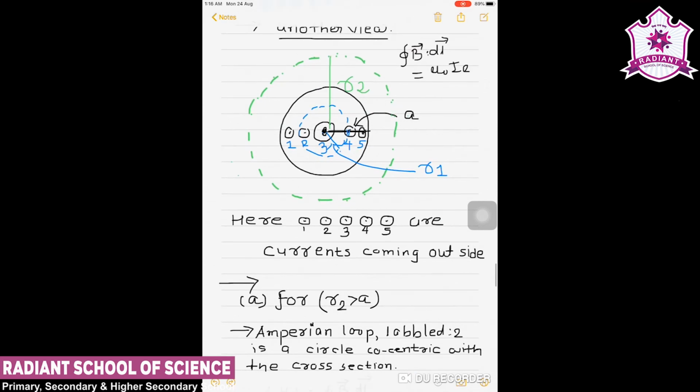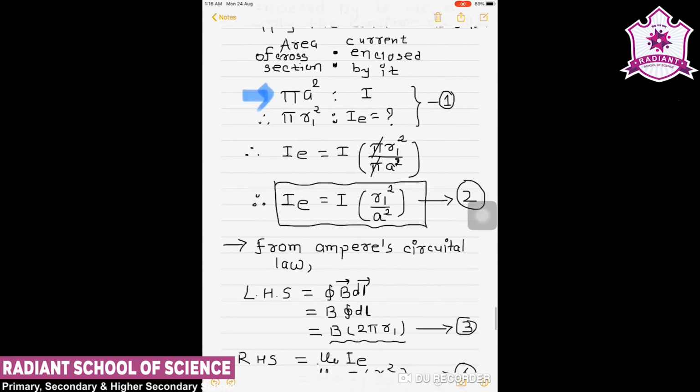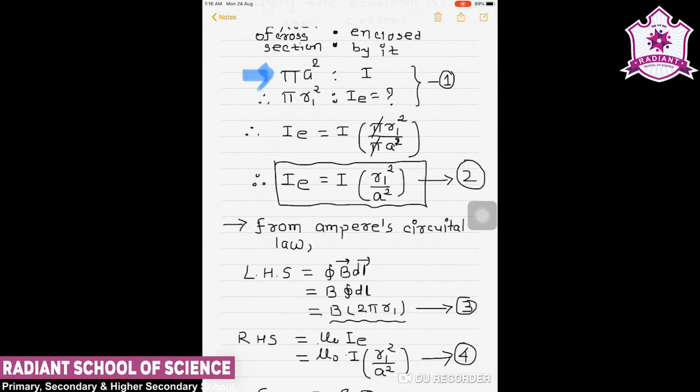Going through the figure, the region is enclosed by the blue loop. The blue loop has a radius r1, so its cross section is pi r1 square. So if the cross section area is pi r1 square, what will be the current enclosed by it? By cross multiplication, we find that IE is equal to I into pi r1 square upon pi a square.